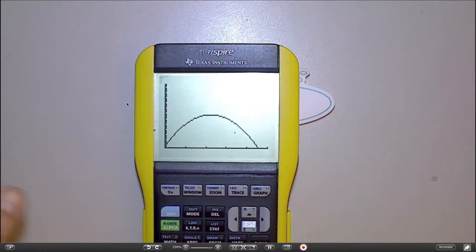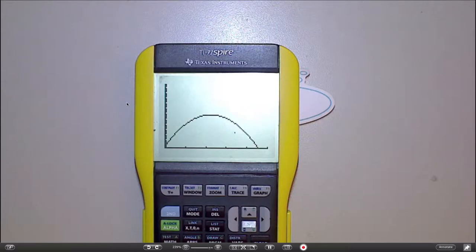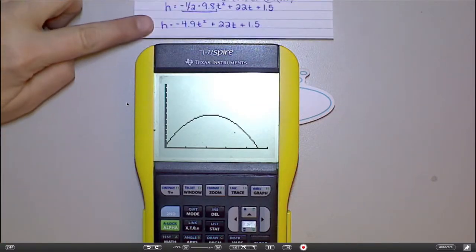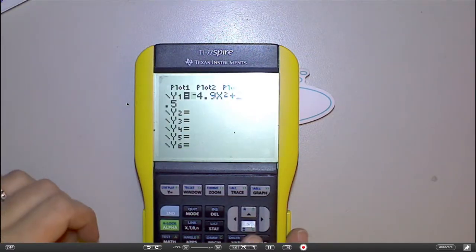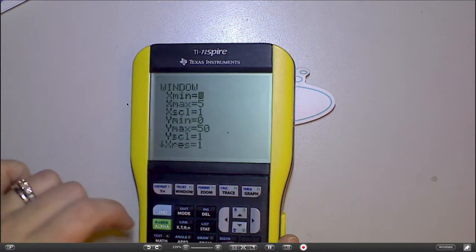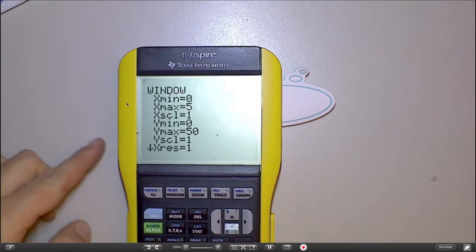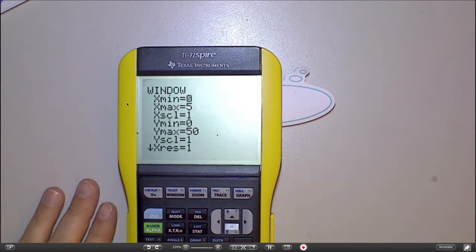Video, we're going to talk about how to find the maximum point on a parabola like this. We've already taken an equation and written it in Newton's formula, so this right here is the equation that I'm working with. I've typed it into my y equals, so there it is, and I've adjusted my window. If you need help with any of those steps, check out the other videos. I've posted a video for each one of those topics.